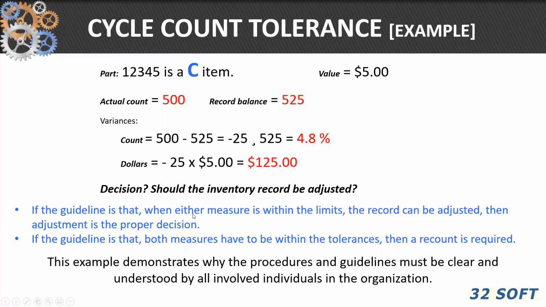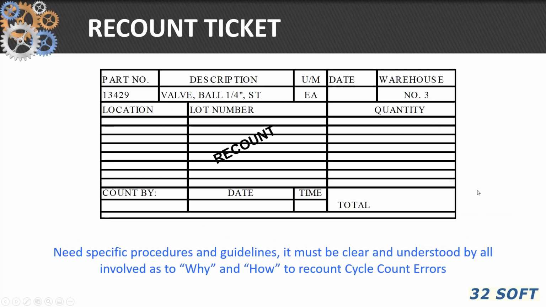You've got a couple of different ways you could go. You could adjust it or not, or if both measures are outside of tolerance, then you probably need to do a recount. So you really need to understand the procedures, the guidelines, what the auditors want, what the accounting people want, and it needs to be understood and involved with all people in the organization.